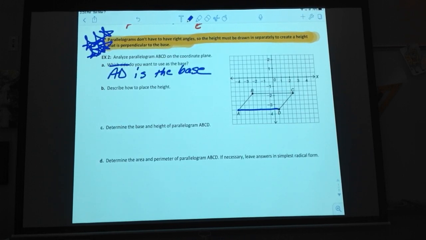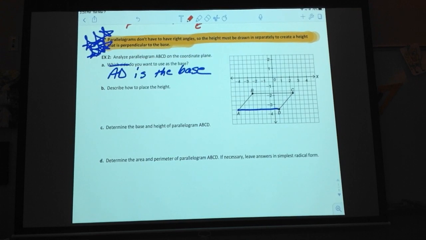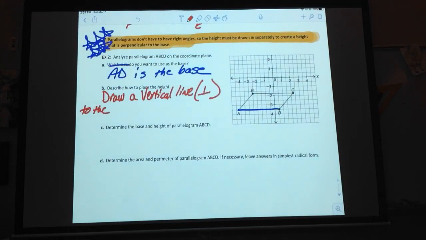Now it says describe how to place the height. Well, when I see this, I know that AD is a horizontal line, so I can draw a vertical line down to AD, only because AD is a horizontal line. So I can draw a vertical line, and the reason why it has to be vertical is that it's going to be perpendicular to the base, right?